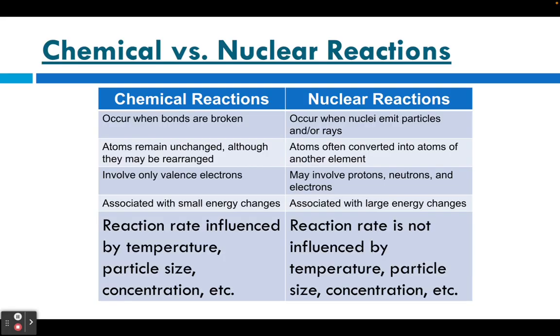And so for chemical reactions, the reaction rate is influenced by certain outside factors. For example, the reaction rate is influenced by temperature. It's influenced by the size of the particles. It's influenced by the concentration, how many particles I have in a given space, and other things. A nuclear reaction, for the rate of the reaction, it's not influenced by those things. So it's not influenced by temperature, particle size, concentration, etc. So that's another difference between chemical and nuclear reactions.